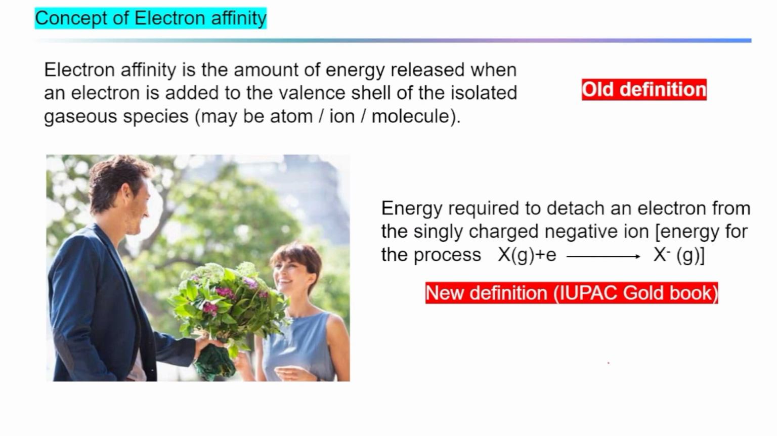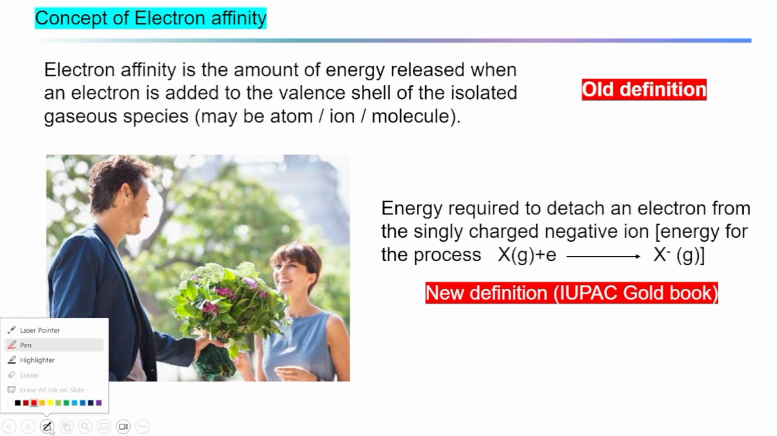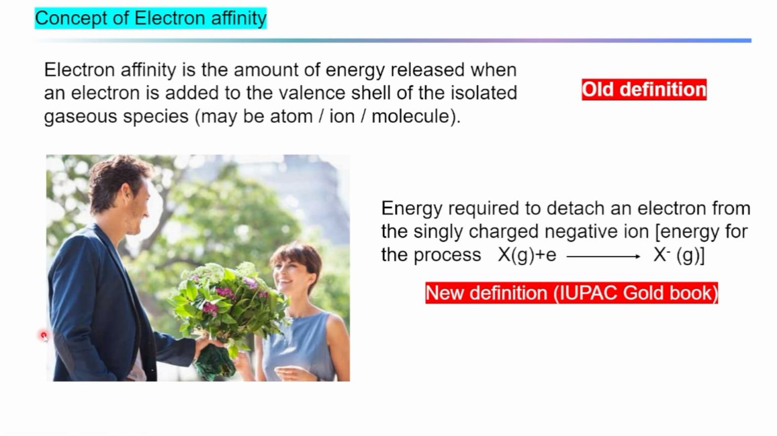So first let's try to understand what is the meaning of electron affinity. For that we will take an example. Let's suppose this guy likes this woman. Now he is thinking of proposing to her. So he went with a bouquet of flowers and he proposed. Now it's up to this woman whether she will accept this flower or not.